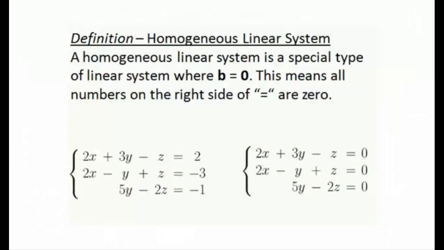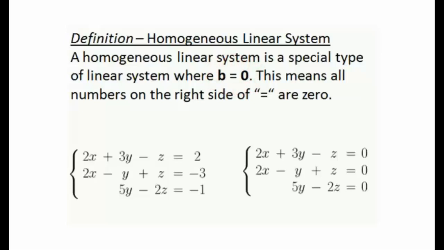Hello and welcome to the final lesson of chapter number 1, and in this lesson we're going to look at homogeneous linear systems. A homogeneous linear system is just a special kind of linear system that we've already been looking at in the previous lessons. Specifically, a homogeneous linear system is when b is equal to 0.